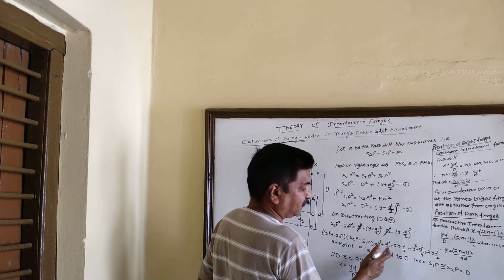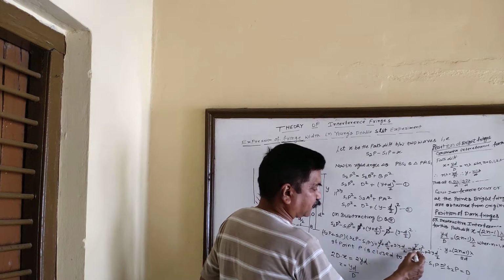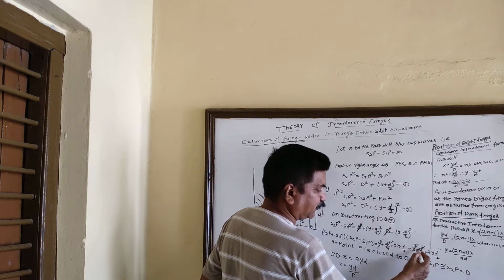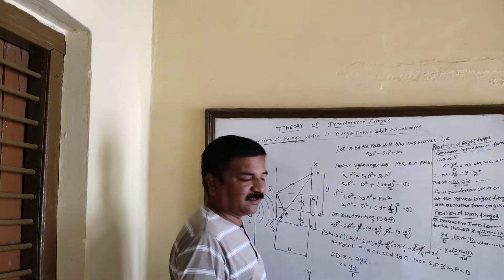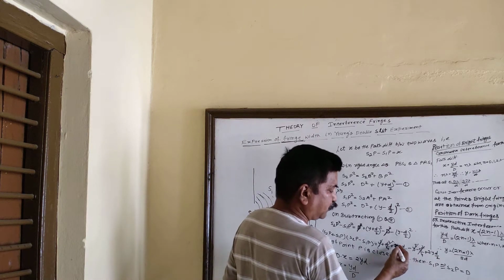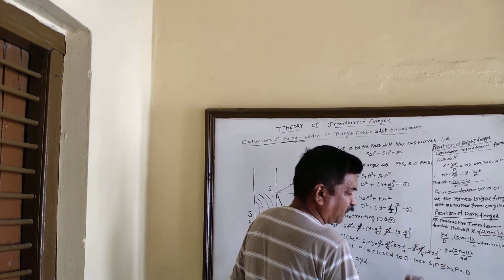From this, you can see that y square, d square by 4 and d square by 4, these terms will cancel. The 2yd by 2 terms will also cancel.